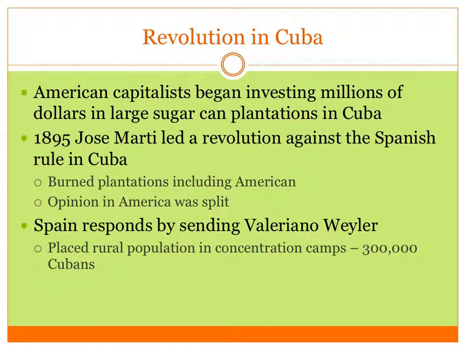But there were some problems going on. In 1895, a Cuban named Jose Marti started to lead a revolution against Spanish rule in Cuba. Now you think, well, what does that have to do with America? If we're going back to economic factors for causes of imperialism, it's going to disrupt that sugarcane plantation.